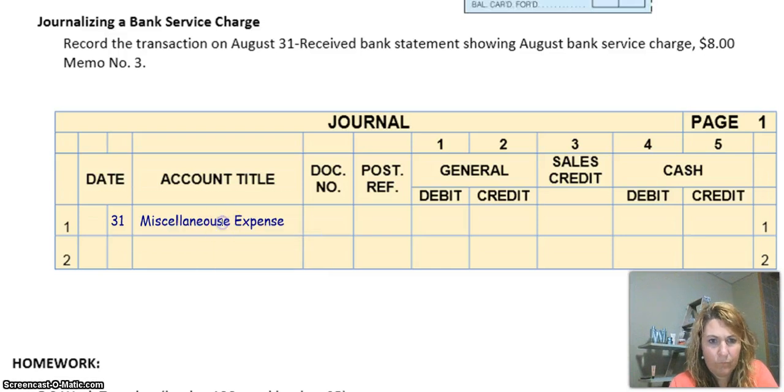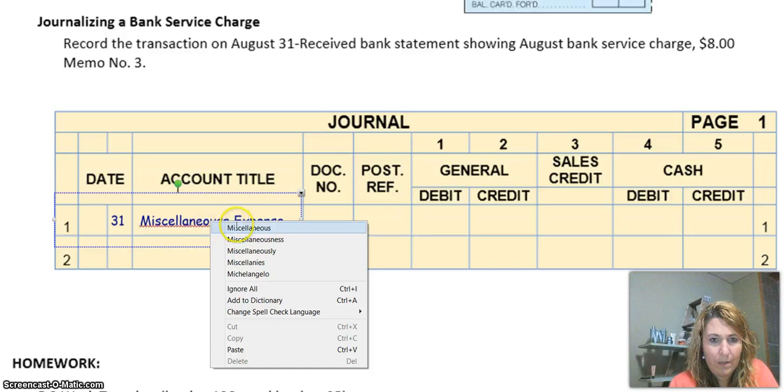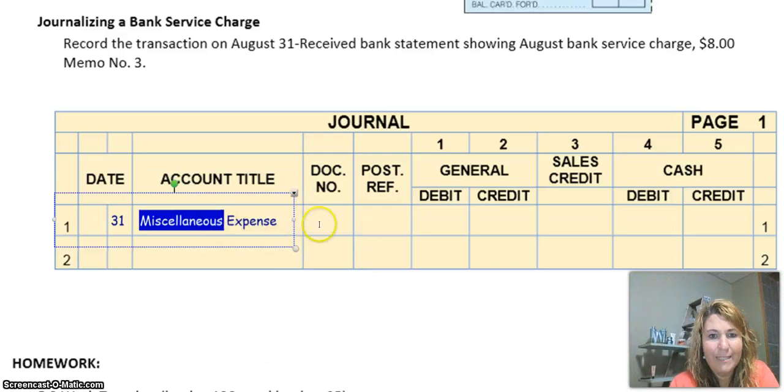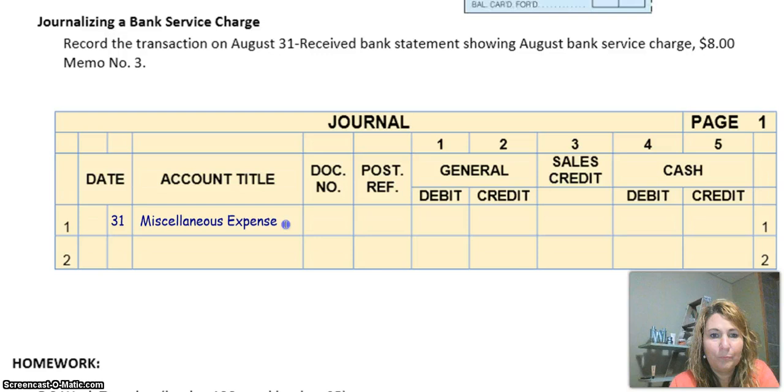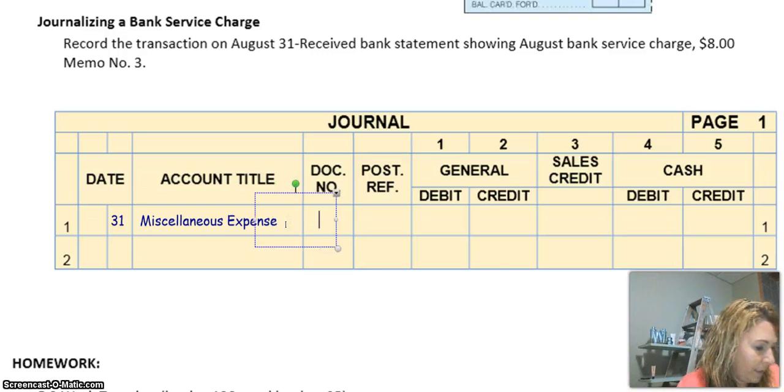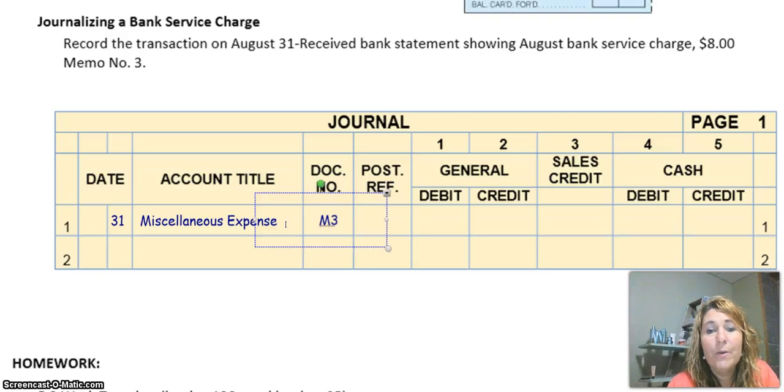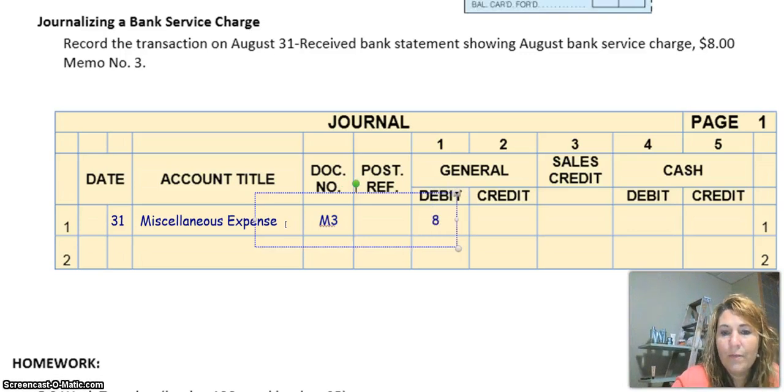Okay. Whoa. I'll get it fixed here in a minute. Miscellaneous expense. Document number. Okay. How do we know about this? Well, when it came in on our bank statement, we actually made a memorandum for it. So this will be M3. We're going to leave the post reference blank because we're going to have to post this one into our miscellaneous account later. So it's going to be a debit of $8 because all expenses increase with a debit.